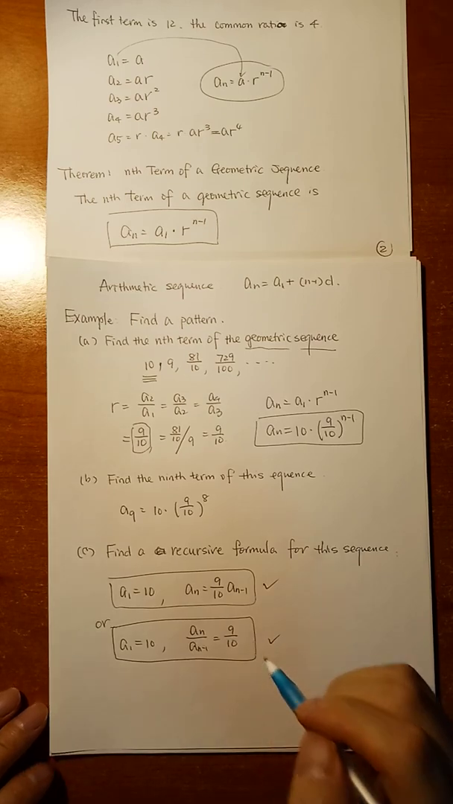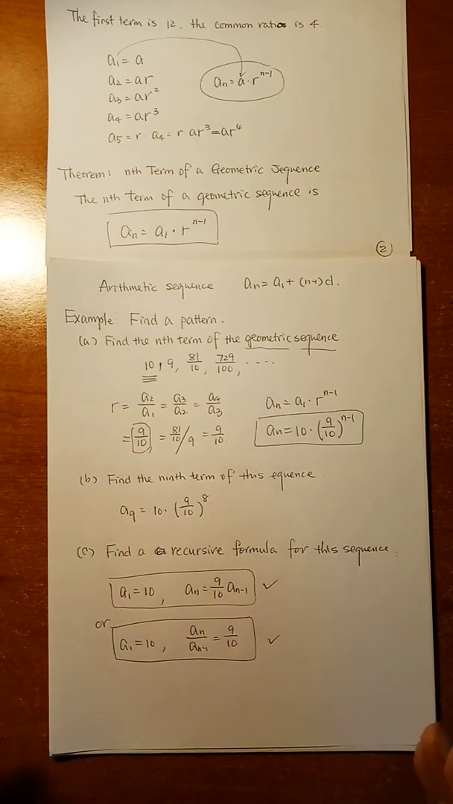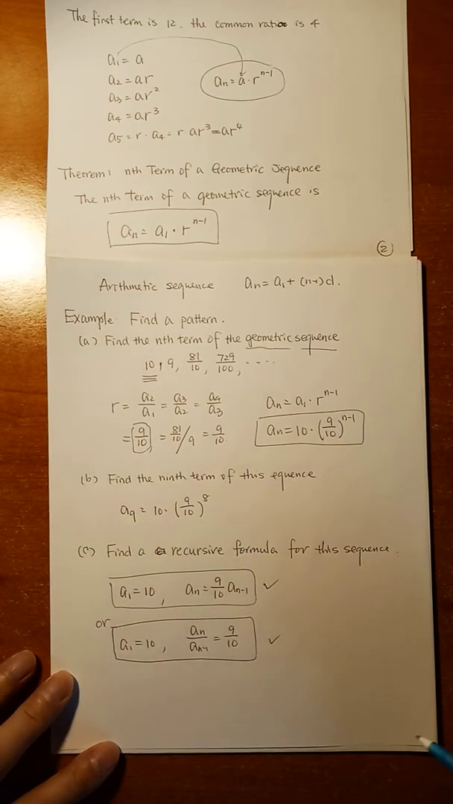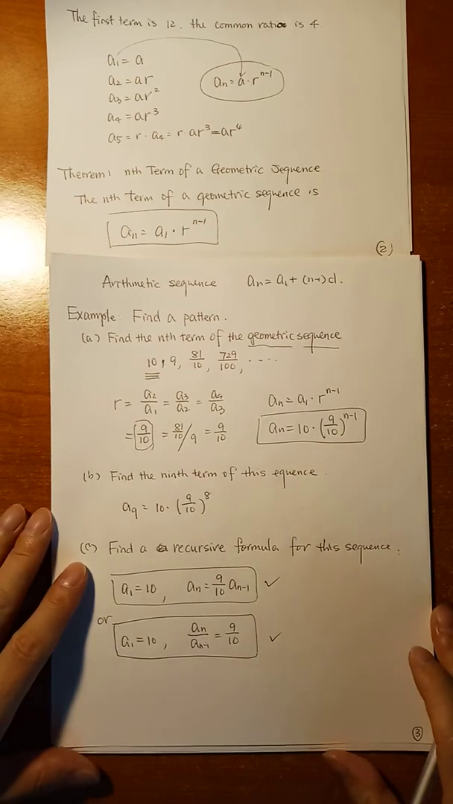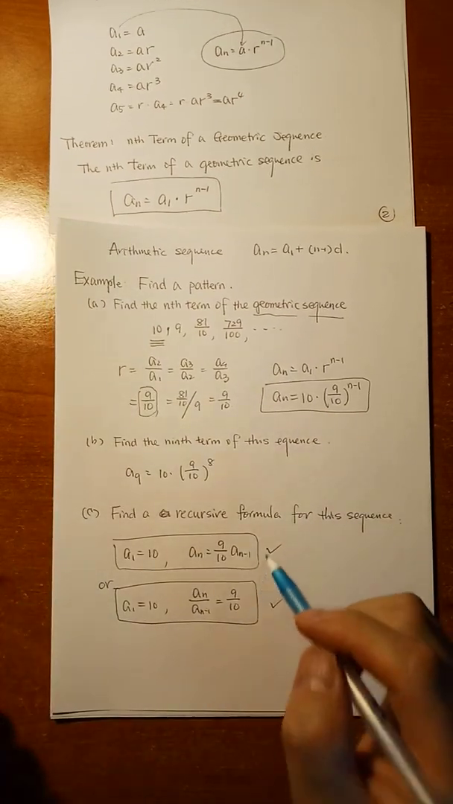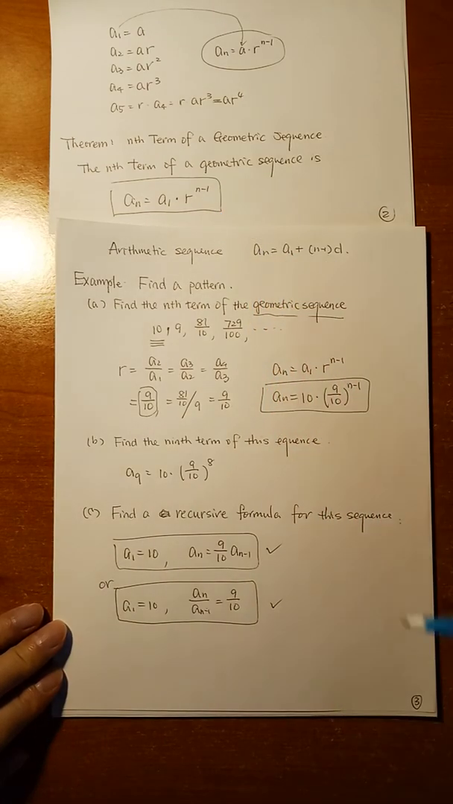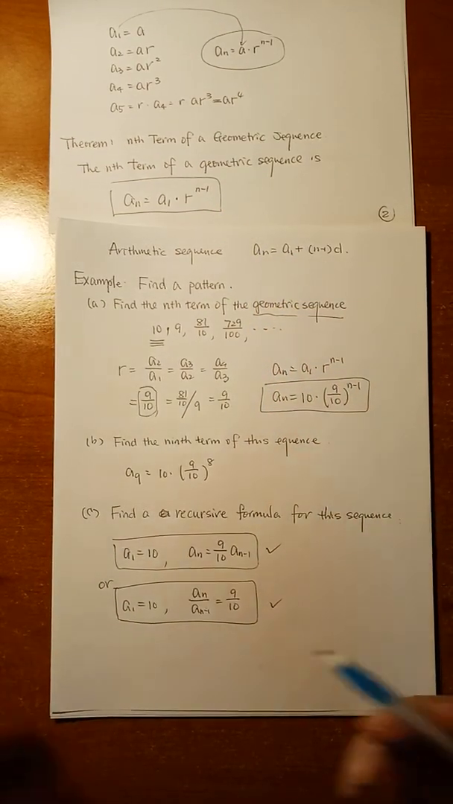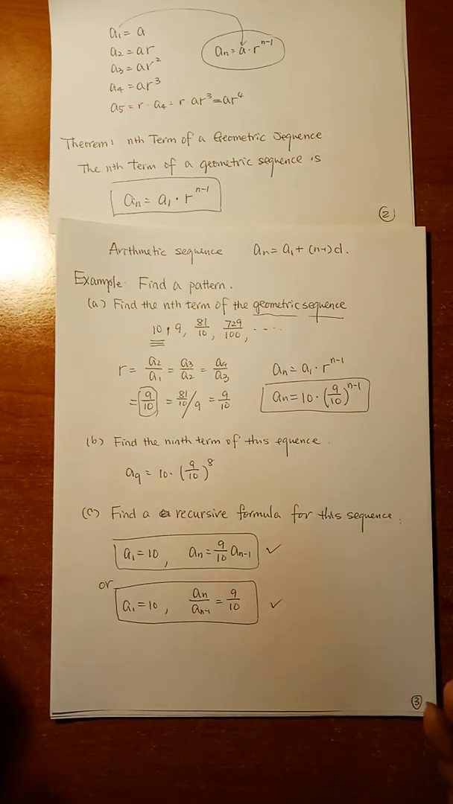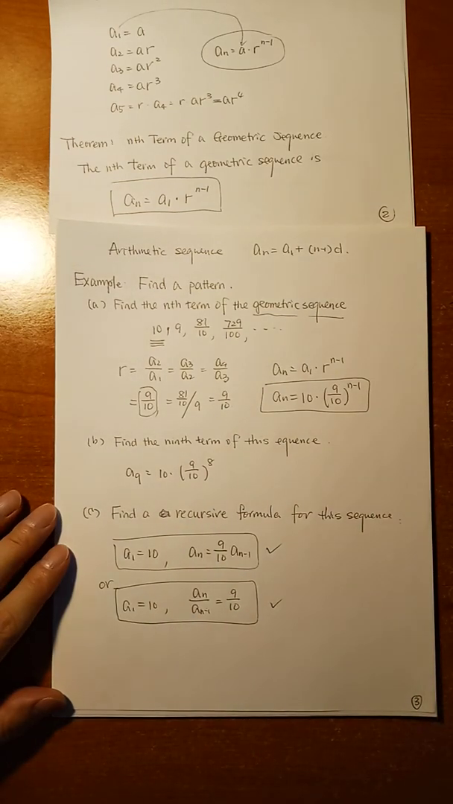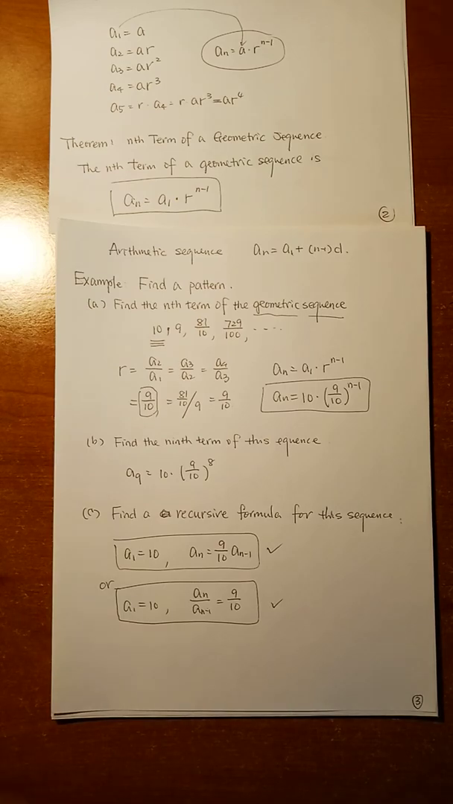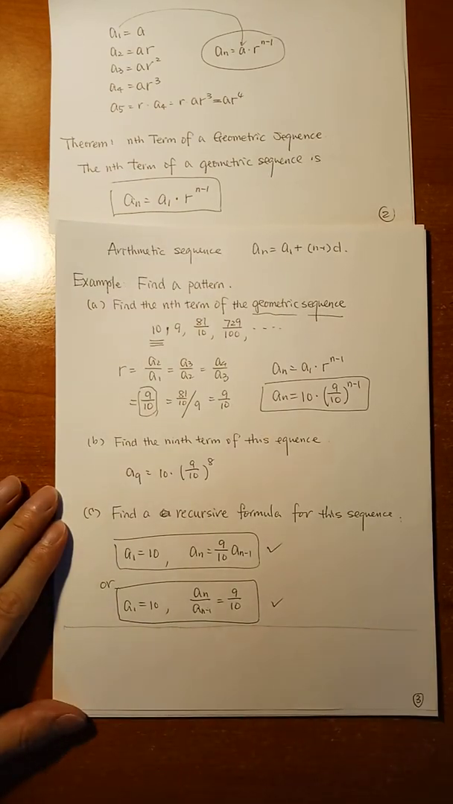Okay, so this is the nth term of a geometric sequence, A1 times R to the n minus 1. And then let's try to add the first n terms. We're going to add the first n terms.